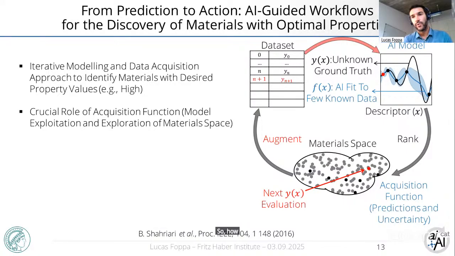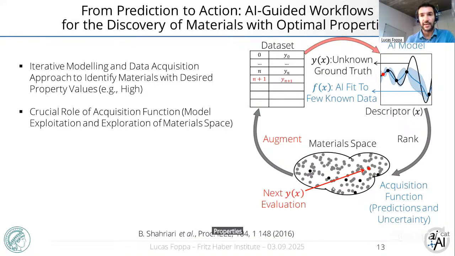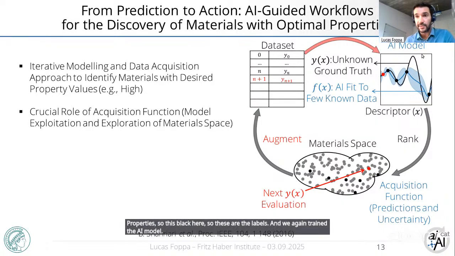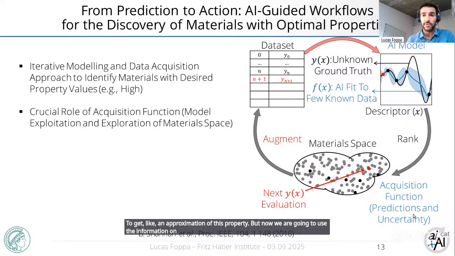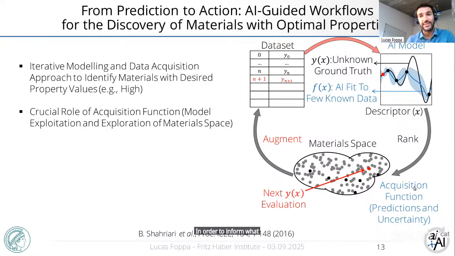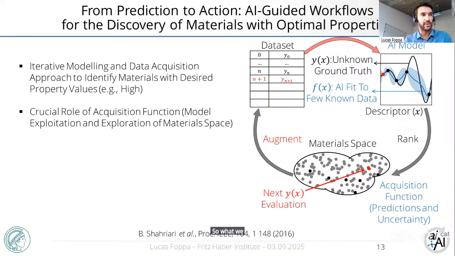So how does this approach work? Now we again have this material space and these few known properties, the black points here, which are the labels. We again train the AI model to get an approximation of this property. But now we are going to use the information from this AI model, especially predictions and uncertainty estimates, to inform what we call an acquisition function that will help us decide which are the next materials for which we have to evaluate the property, that is, where we should obtain this property by using an experiment or a calculation.